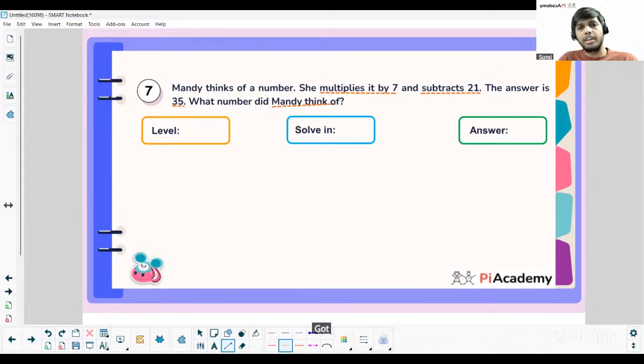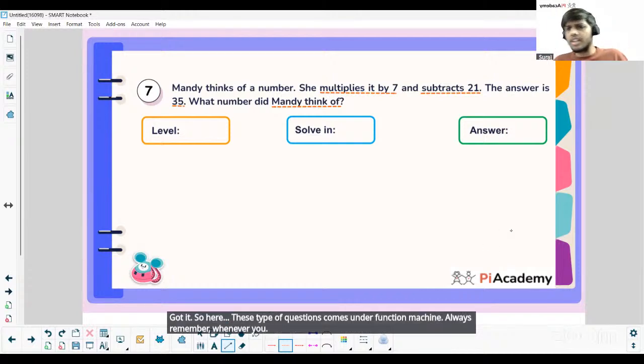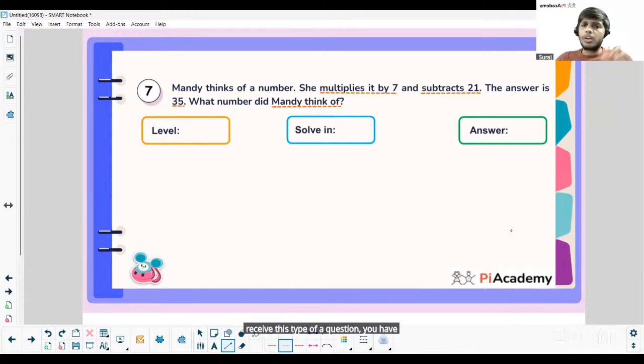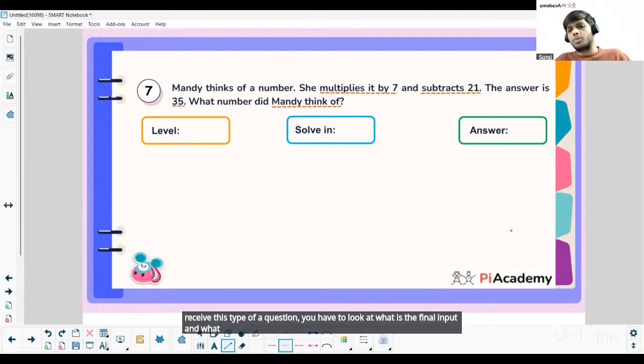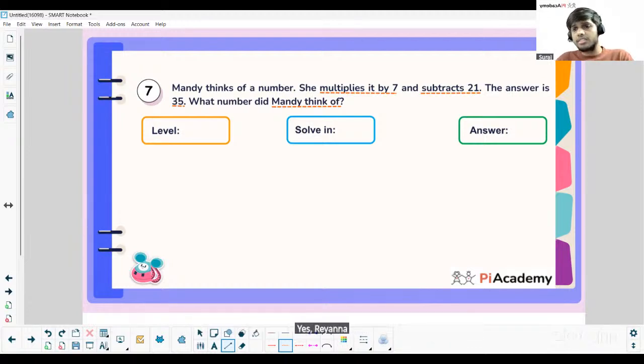Correct. So here, these types of questions come under function machine. Always remember, whenever you receive these types of questions, you have to look at what is the final input and what is the final output. Yes, Viana, would you like to try this one out?